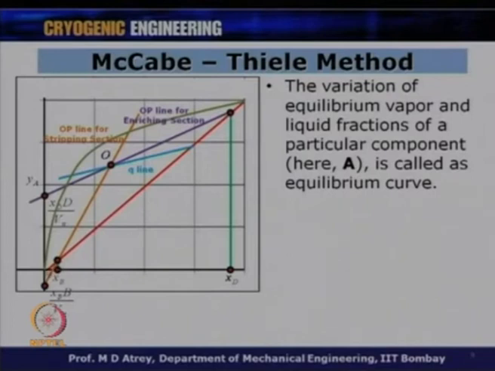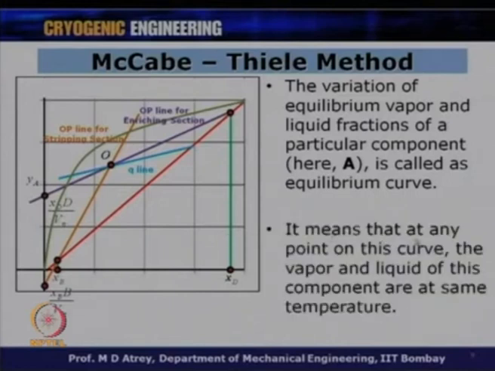If suppose this is oxygen and nitrogen at 1 bar, then this point is at 77 Kelvin, while this other point is going to be at 90 Kelvin, and therefore you can join these points across this temperature range, and at every point here the temperature will be in between 90 and, let us say, 77, and at each point for a given temperature y and x will be in thermal equilibrium. It means that at any point on this curve, this is what I just said, the vapor and liquid of this component are at the same temperature, they are in thermal equilibrium.